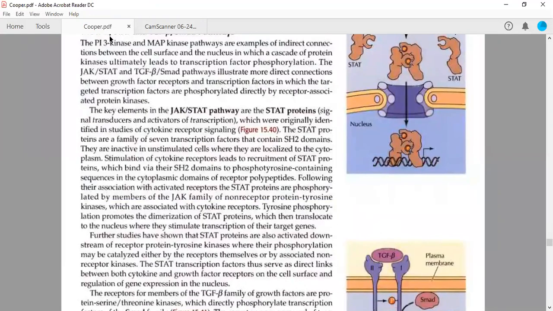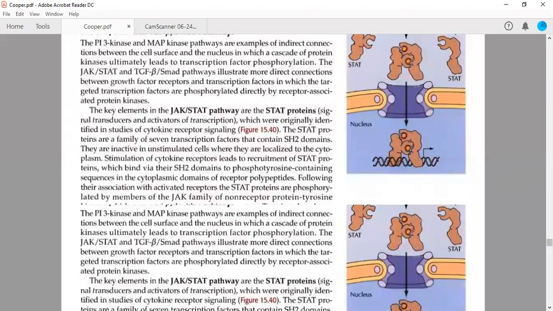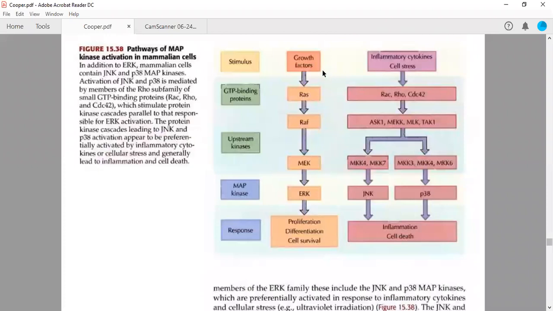So we have discussed PI3 kinase, and this PI3 kinase is actually activating your protein kinase B or AKT as we have discussed. The MAP kinase pathway, we focused on yesterday. So the MAP kinase pathway has certain proteins, RAS, RAF, ERK, and so on. Okay, so ERK is your MAP kinase actually. They will activate each other, and these pathways are examples of indirect connection between the cell surface and the nucleus, where they transmit signals via different classes of molecules.